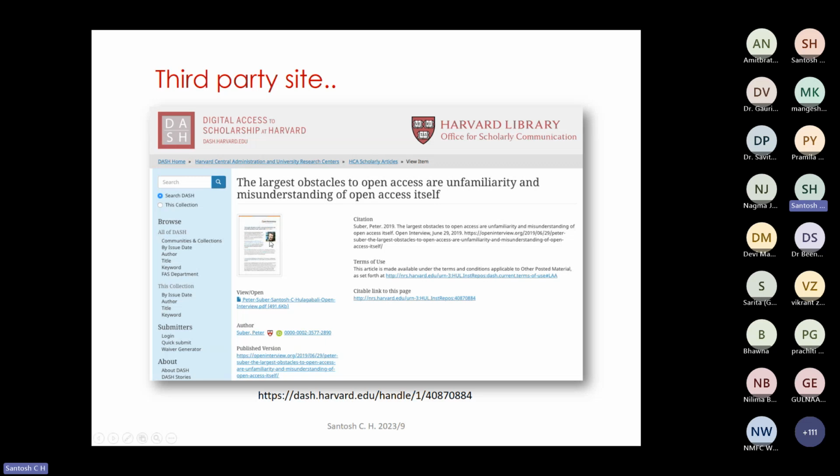I interviewed Peter Suber of Harvard University. He's a very renowned person when it comes to open access publications. Very stalwart, a very popular name in the information science or information world or publication world. So I interviewed him in 2019, and he shared the interview document on the Harvard University website. So this gave a lot of respect to me also in my organization.